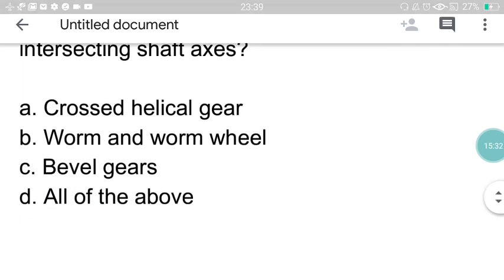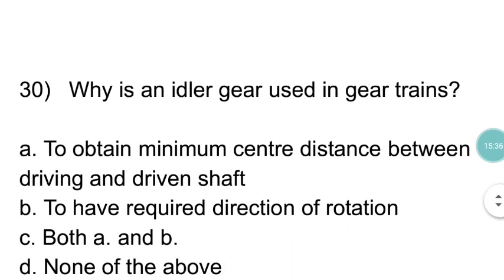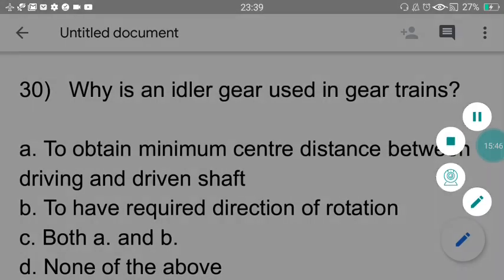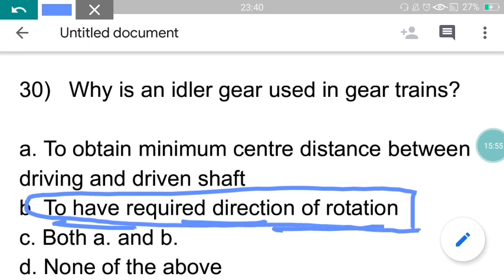Okay, last question, question number 30. Why is an idle gear used in gear trains? Okay, why is an idle gear used in gear trains? So to have the required direction of rotation, because of that only we use idle gears in gear trains. Okay, to achieve the required direction of rotation. So the correct answer for this question is option B.